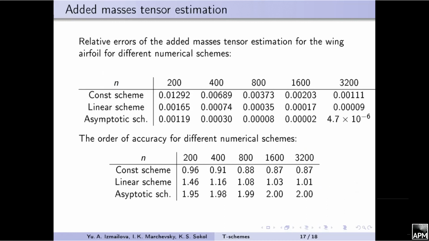So here are the tables showing the relative errors of the added masses tensor estimation for the weak airfoil for different numerical schemes, and the order of accuracy for different numerical schemes. From the tables, it can be seen that the accuracy of the constant scheme and linear scheme, which disregard the singularity of the solution, is lost. But the asymptotic scheme has second order of accuracy, as we wanted.